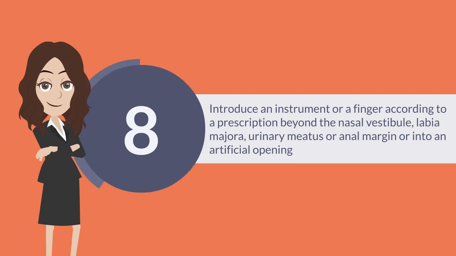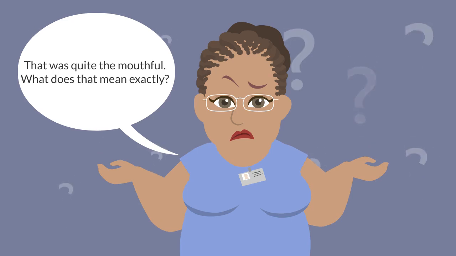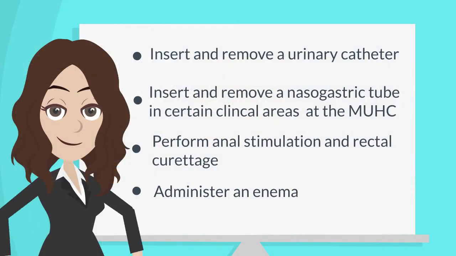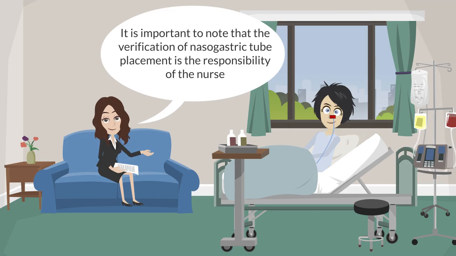8. Introduce an instrument or a finger according to a prescription beyond the nasal vestibule, labia majora, urinary meatus, or anal margin, or into an artificial opening. That was quite a mouthful. What does it mean exactly? It means that LPNs can insert and remove a urinary catheter, insert and remove a nasogastric tube in certain clinical areas at the MUHC, perform anal stimulation and rectal curettage, and administer an enema. It is important to note that the verification of NG tube placement is the responsibility of the nurse.